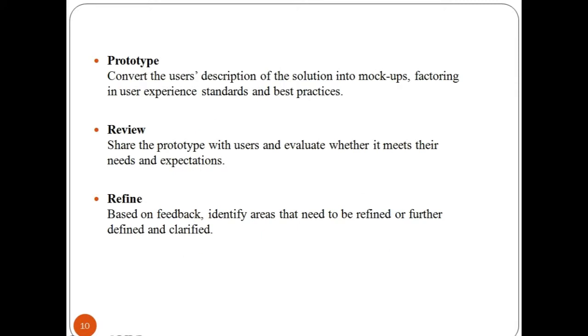Prototype converts the user's description of the solution into the mockups, factoring in user experience standards and best practices. Second is review. Review shares the prototype with the users and evaluates whether it meets their needs and expectations. Third is refine. In refine, based on feedback, we identify areas that need to be refined and further defined and clarified.